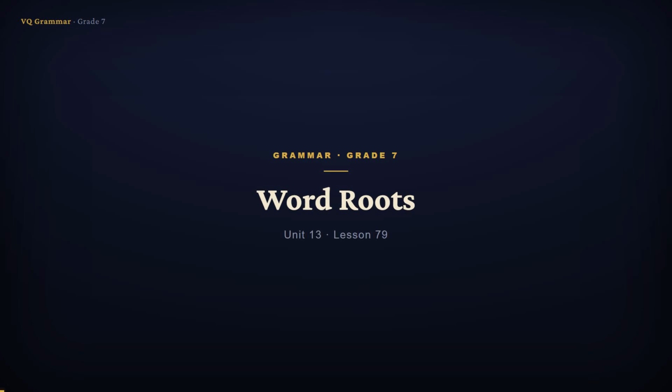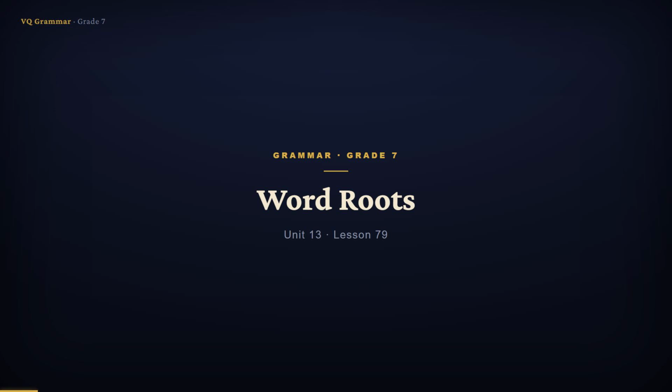This is Unit 13, Lesson 79, and our unit is all about vocabulary and spelling. Today, we learn one of the most powerful tricks in the whole language, word roots. A root is a small piece hiding inside big words, and once you know a handful of them, you can figure out the meaning of words you've never even seen before. It's a little like having a secret key.